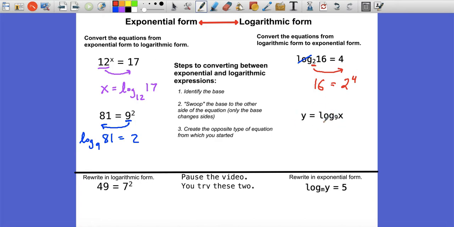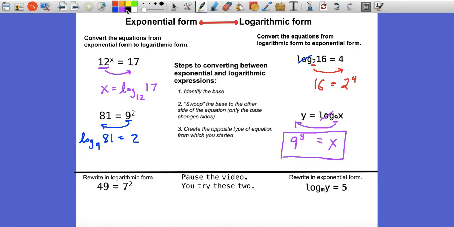All right, last one before I'm going to have you guys try some. Y equals log base 9 of x. All right, so identify our base. Our base is 9. Swoop the base to the other side, so that comes over here. Log dies. I'm left with just x on my right side. On the left side, I've got a 9 and a y, and I got to recreate an exponential of base that matches the base that it was. So it's 9 to the y power equals x. And those are our 4 answers to these types of problems. Follow the steps. All right, so I want you to pause the video now and try these next 2.